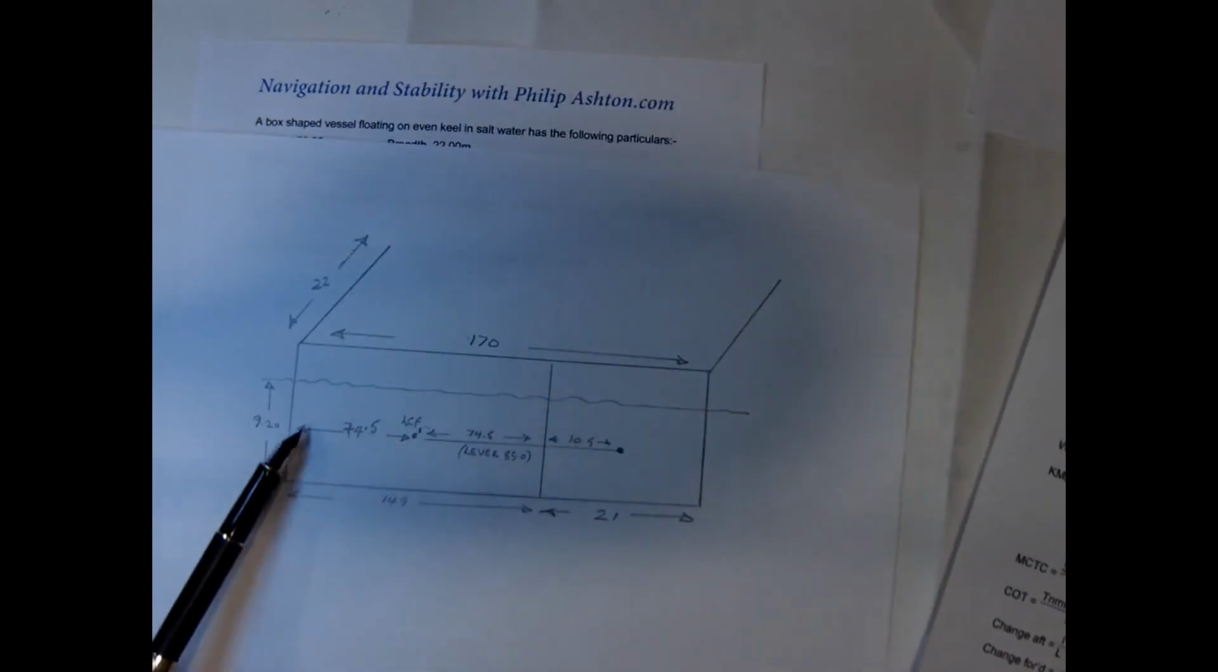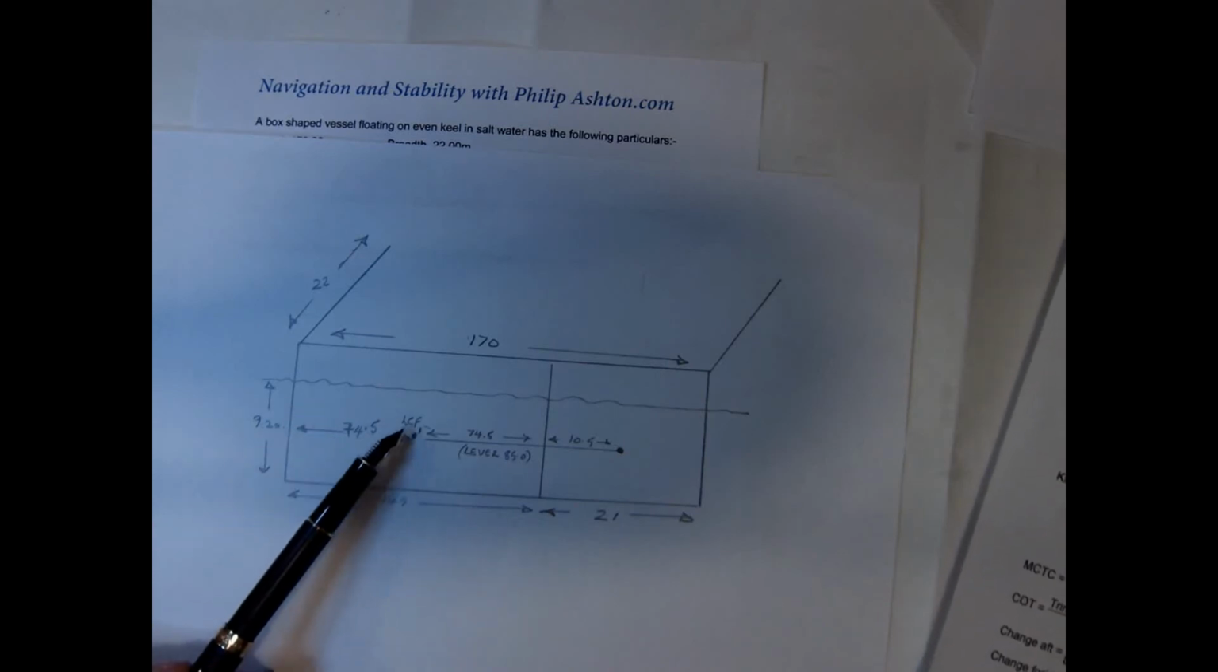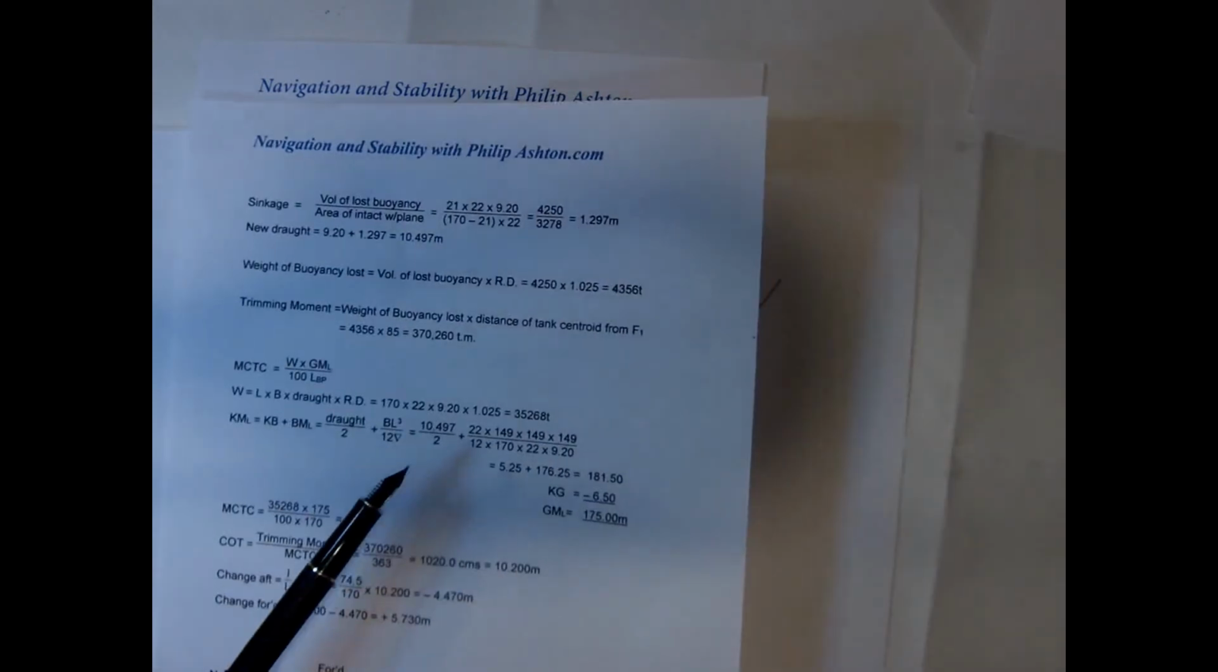MCTC, usual formula, displacement and length doesn't change. KG doesn't change, so we need to look at the KML. And because this is symmetrical, the remaining part of the vessel, our KB will simply be the draft divided by 2.